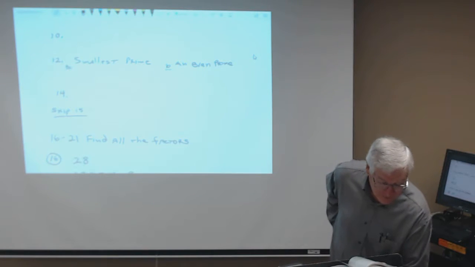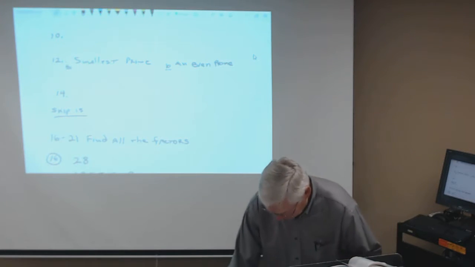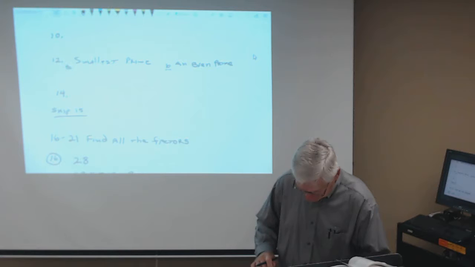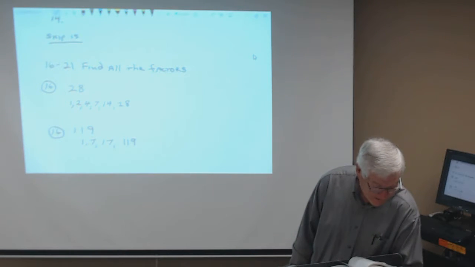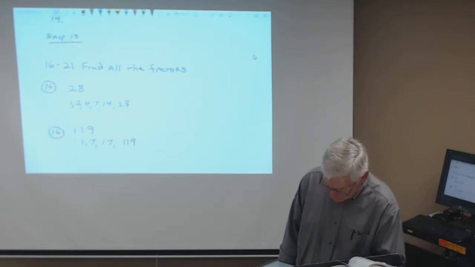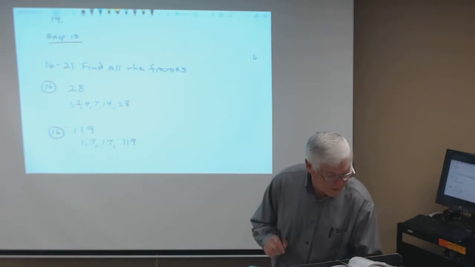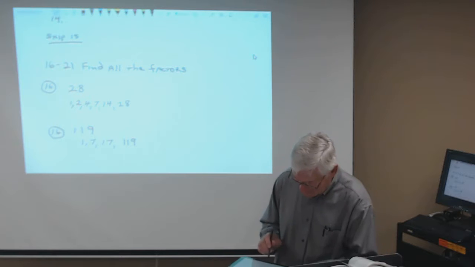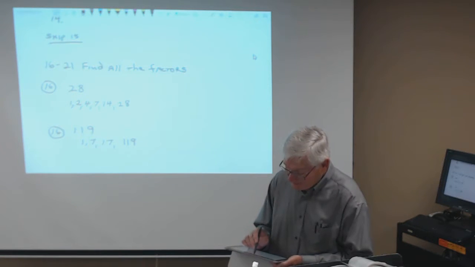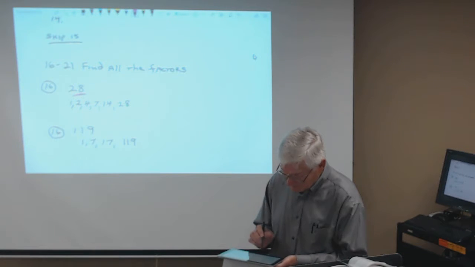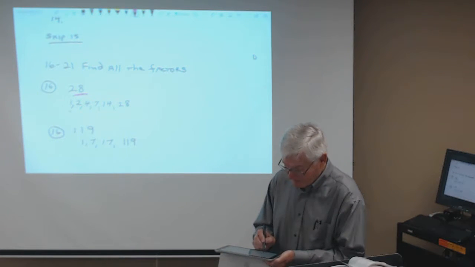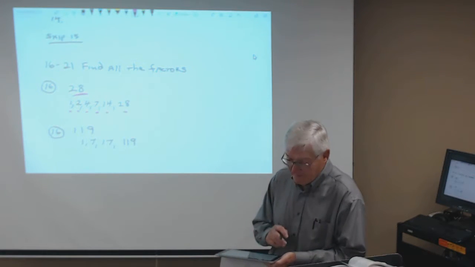In problems 16 through 21, find all the factors. What do they mean by factors? The divisors. All the numbers that will divide into number 16, which is 28. How many numbers will divide into 28? 1, 2, 4, 7, 14, and 28.